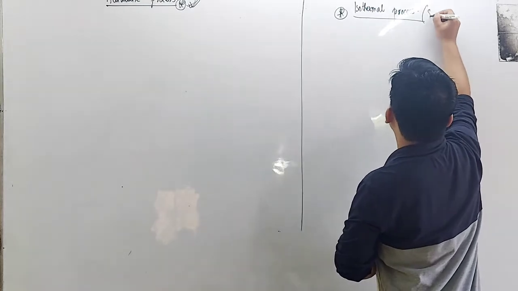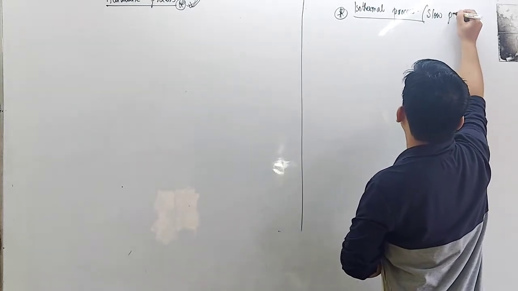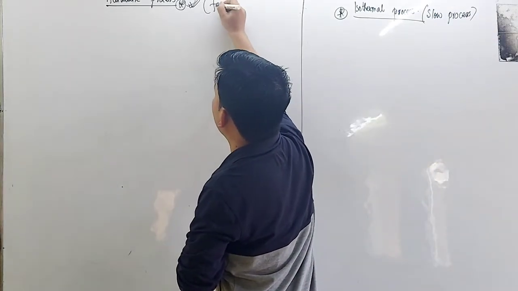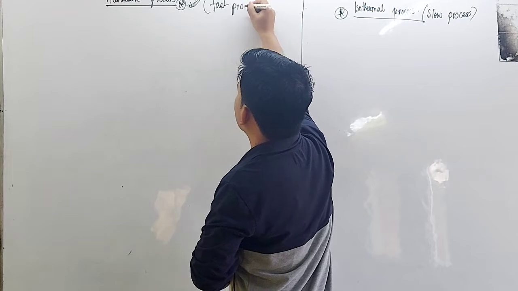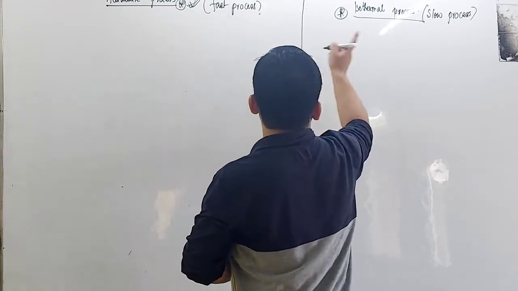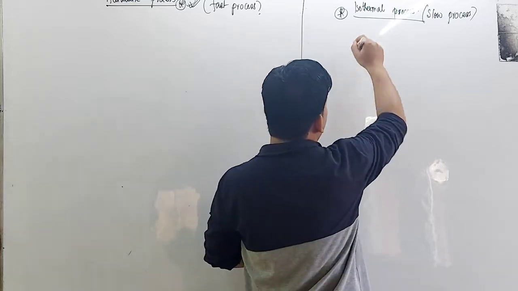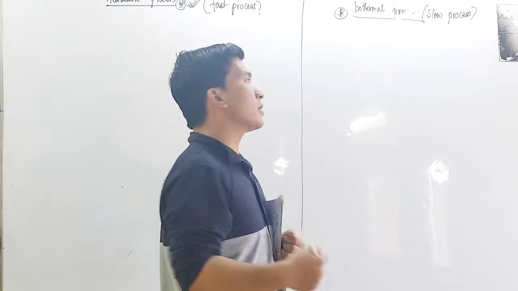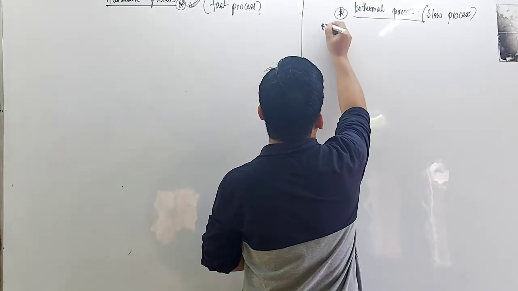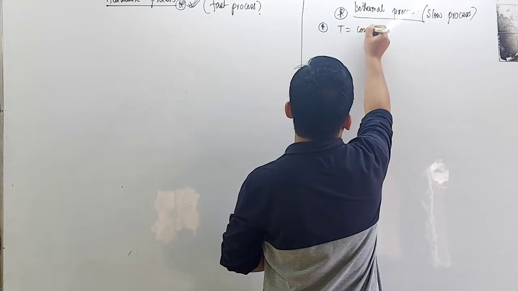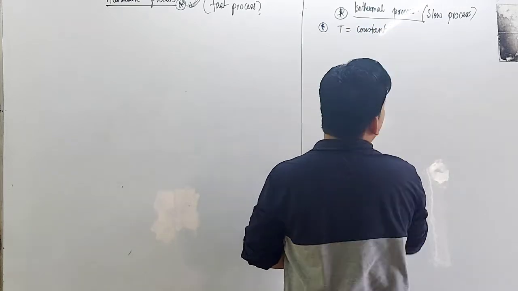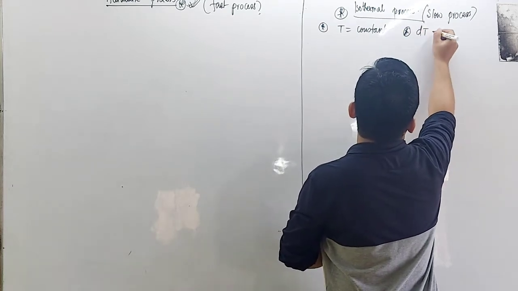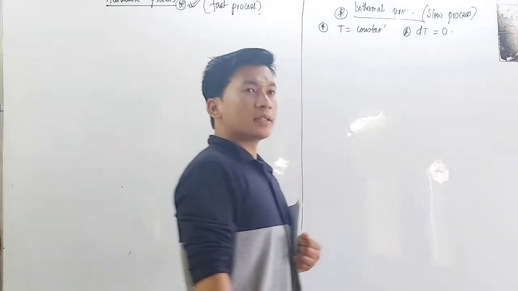The isothermal process is known as a slow process. The adiabatic process is a very fast process. Next, the isothermal process. Here, what do we mean by iso? Iso means equal, and thermal means temperature. Your temperature must be constant, T is equal to constant. So dT will be equal to 0. The change in the temperature must be equal to 0.